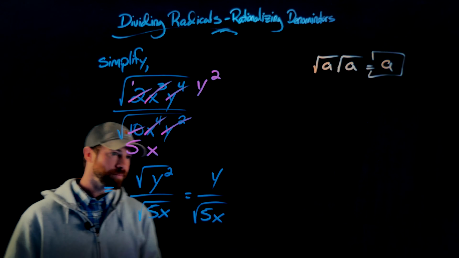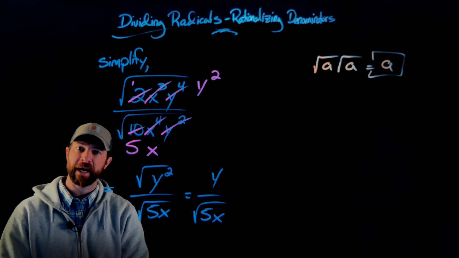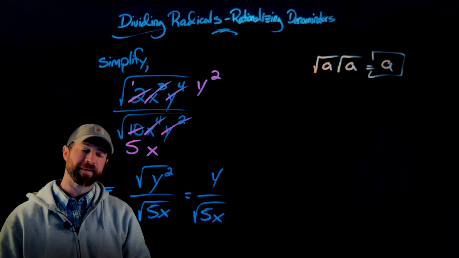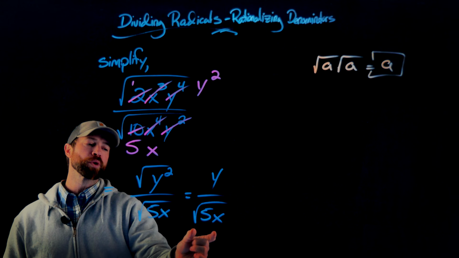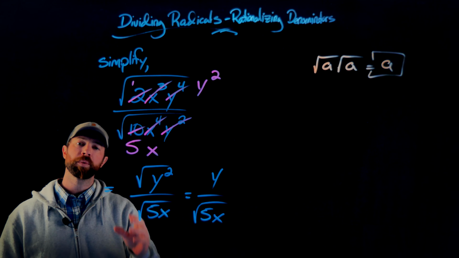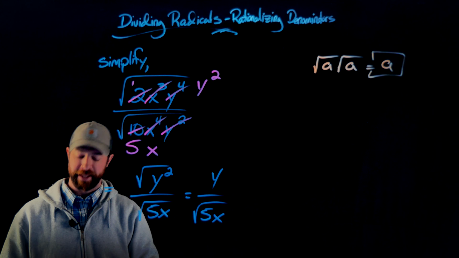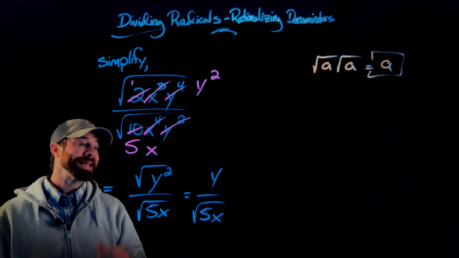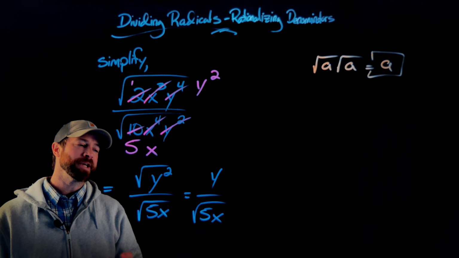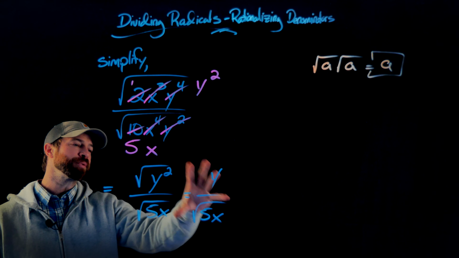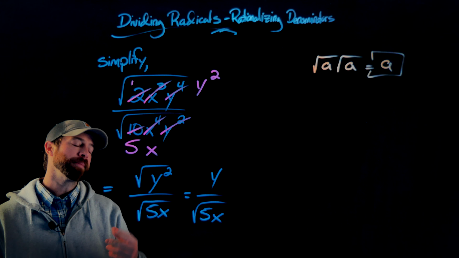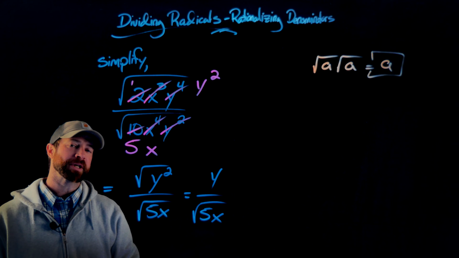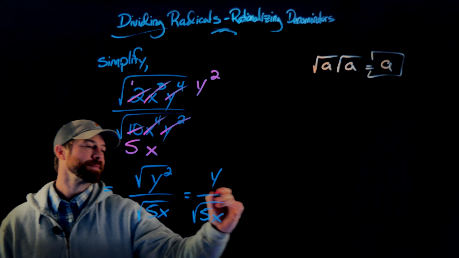Okay, now one could argue this is completely simplified because I've simplified my radicals. I've canceled all the common factors, though we're not allowed to leave a square root in the denominator. We say rationalize the denominator. All right. So I can't have a square root in the denominator. What can I do? What I'm going to do is multiply this fraction by a factor of 1, the same thing in the top and the bottom, and I'm going to choose to multiply by the square root of 5x.